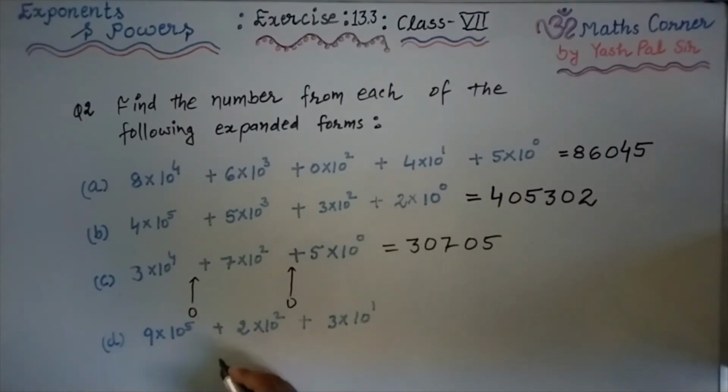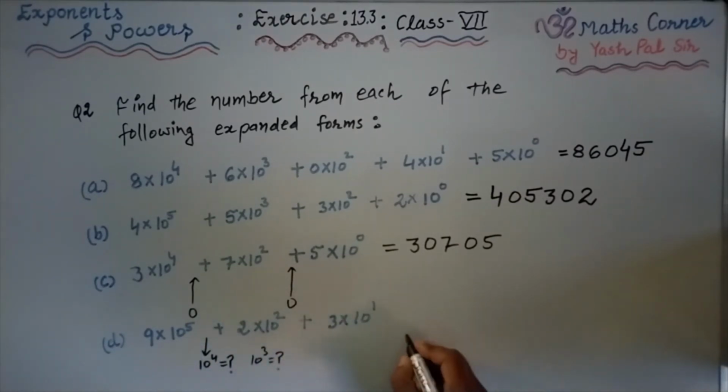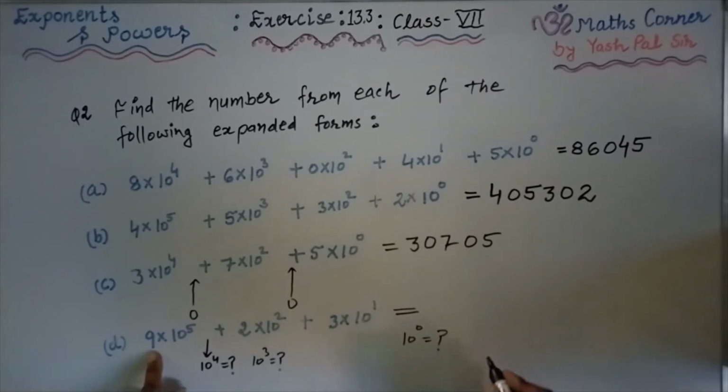Next, in part D, we see that 10 raised to power 5. Now after 10 raised to power 5, 10 raised to power 4 is missing. Then 10 raised to power 3 is also missing. Then next is 10 raised to power 2. Next 10 raised to power 1. Lastly 10 raised to power 0 is also missing.